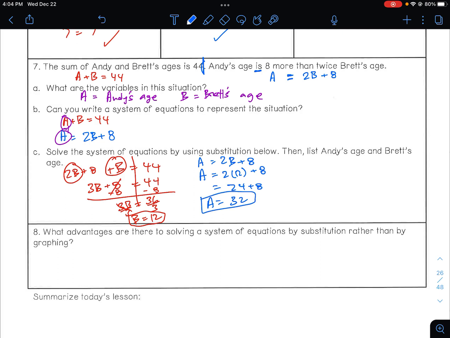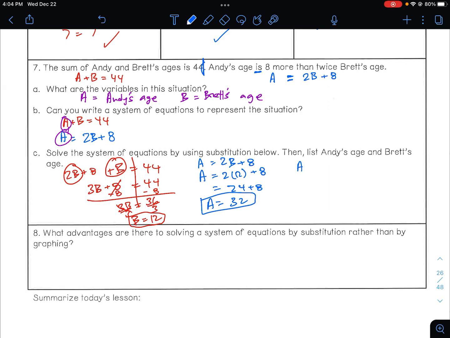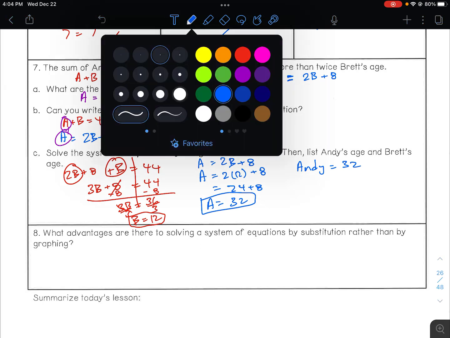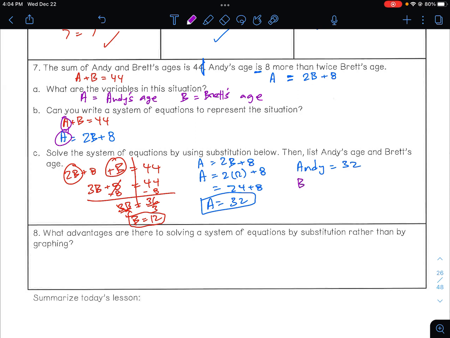So that's it. Andy is 32. And Brett, I should have done both in purple, Brett is 12. Let's check to see. Does Andy plus Brett equal 44? Does 12 plus 32 equal 44? Yeah, 30, 40, 44. If I multiply Brett's age by 2 and add 8, does it equal 32? It's 24 plus 8, which was 32, yes.